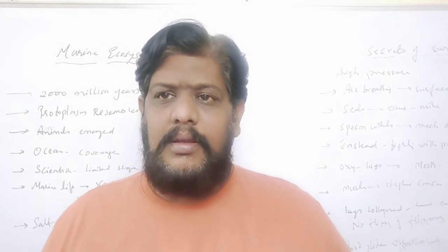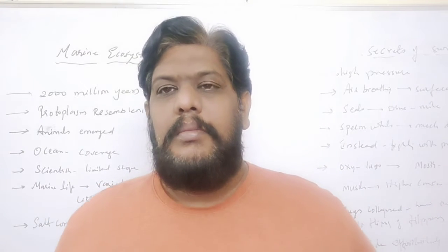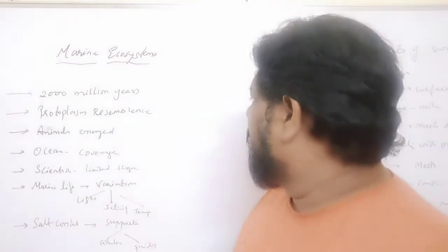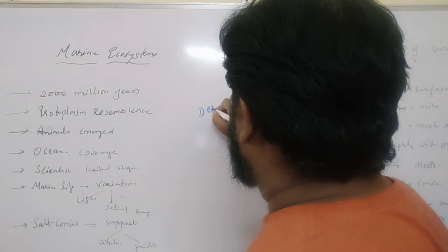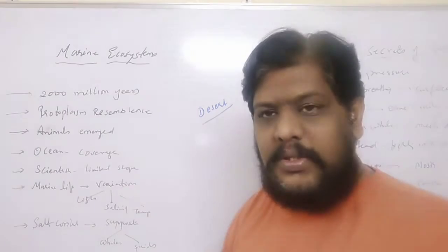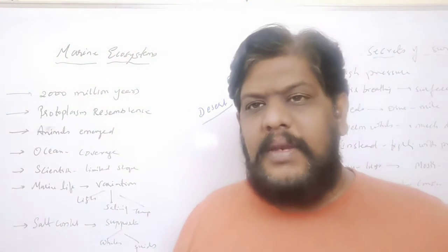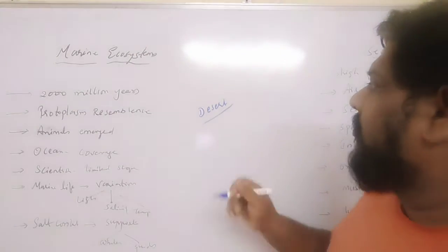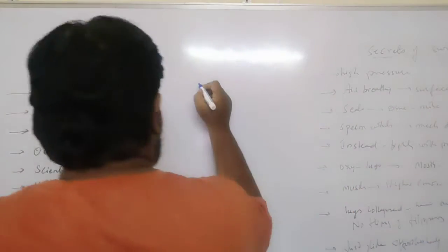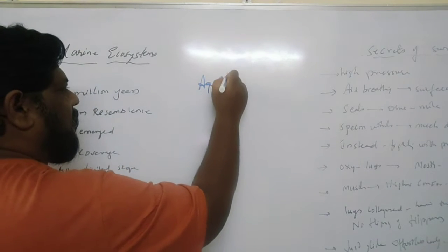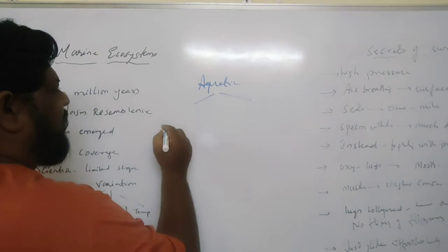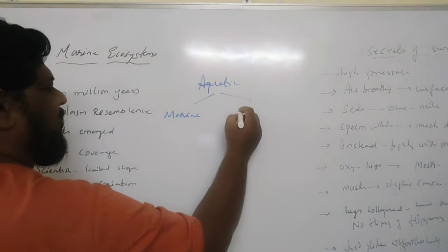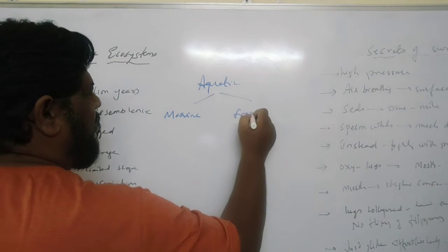So today we are going to see the marine ecosystem. In the last lesson, we learned about the desert ecosystem, right? So now we are going to deal with the marine ecosystem. We have already seen that there are two different kinds of aquatic ecosystems. One is the marine, and the second one is the freshwater ecosystem.